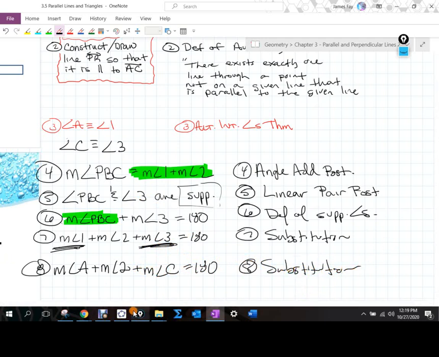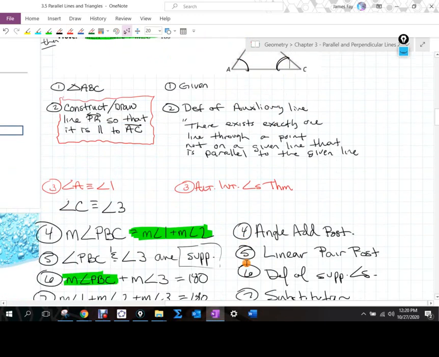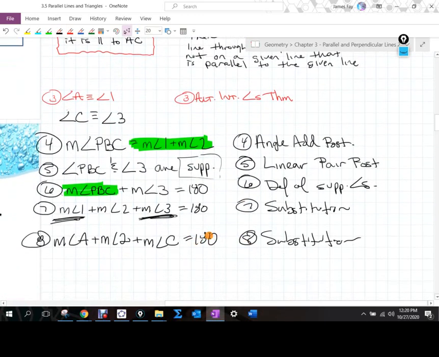And what have we shown? Is A an interior angle? If I go back to just the basic picture, A is that angle right there, right? Add to it angle 2, which is that angle right there. Add to it angle C, which is that angle right there. Are we adding all three angles up? And we said that it should equal 180. Okay, so that's the why of our triangle having three angles that add up to 180 degrees.